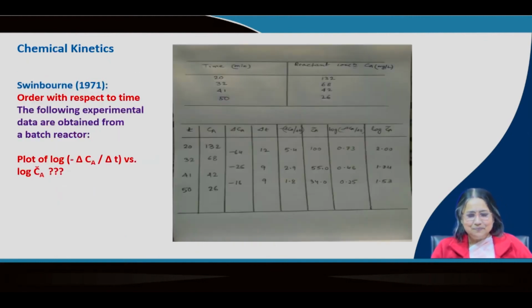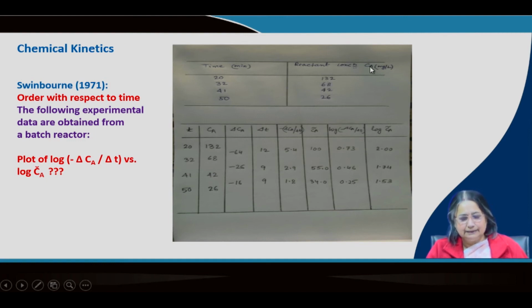Here you can see this is the experiment that is done in some batch reactor. This is the time in minutes: 20, 32, 41 and 50. At different times you take an aliquot and measure the concentration of the reactant, which you term as Ca.